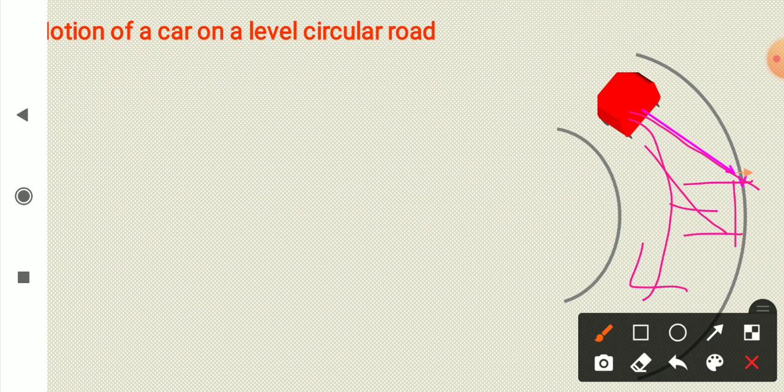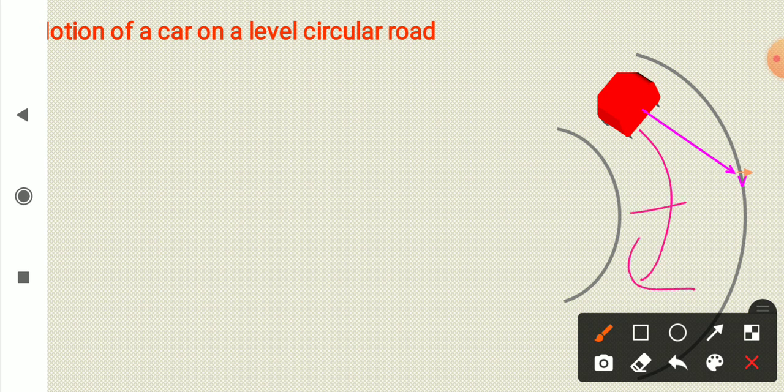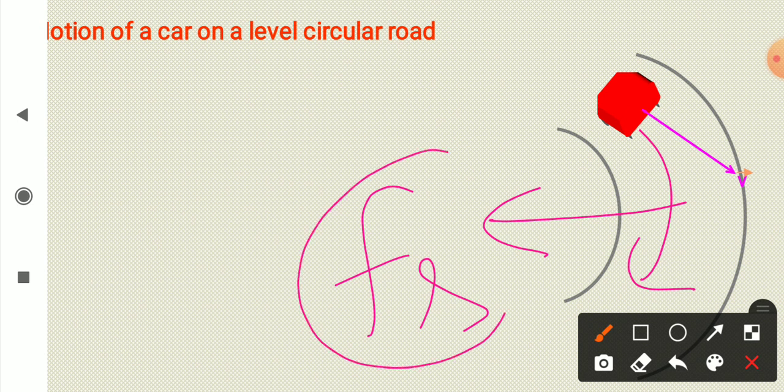So the car has tendency to slip outwards and friction always opposes tendency of motion. So friction between the car and the road should be inwards towards the center of the circular turn. Now you know that for any circular motion a centripetal force is required. So this frictional force which is acting towards the center provides necessary centripetal force for circular motion.